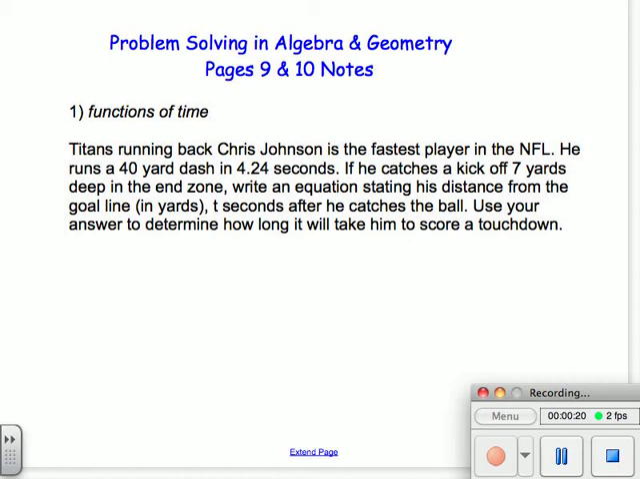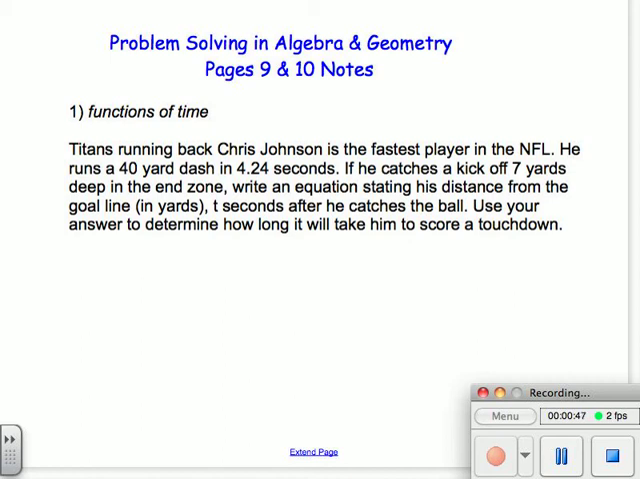So we're revisiting Chris Johnson, who's the fastest player in the NFL. He runs a 40-yard dash in 4.24 seconds. And we want to know, if he catches the ball 7 yards deep in the end zone, how can we write an equation that states his distance from the goal line in yards, t seconds after he catches the ball? I then want you to use your answer to determine how long it will take him to score a touchdown.